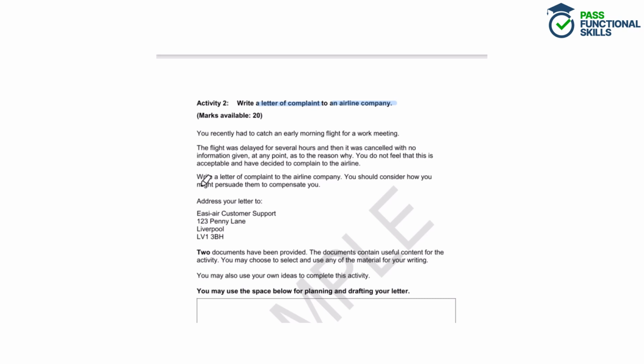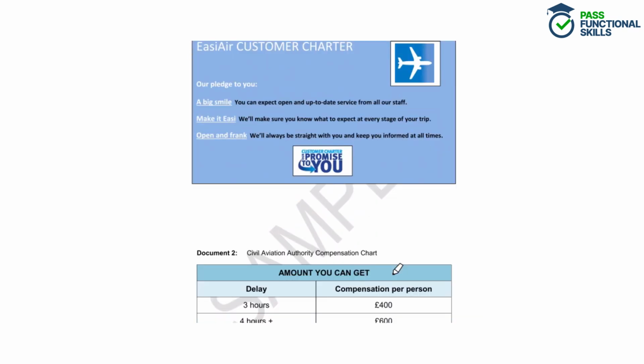Okay, so here's our purpose. We need to persuade the airline company to give us compensation, to give us money or some other form of compensation for the flight. And then we've been told to address our letter to this address here. And then we have two documents that have been provided with useful content for the activity, and we can use this content or we can use our own ideas. So let's have a quick look.